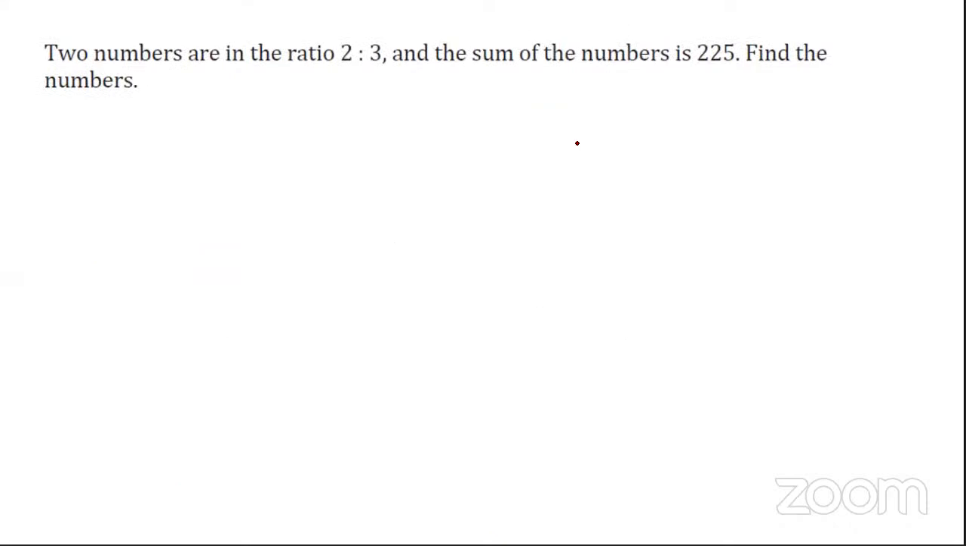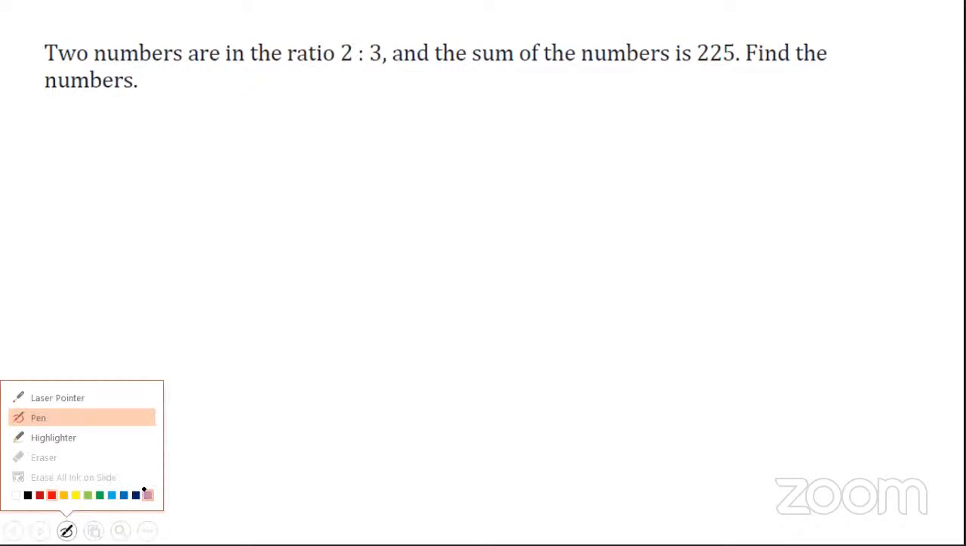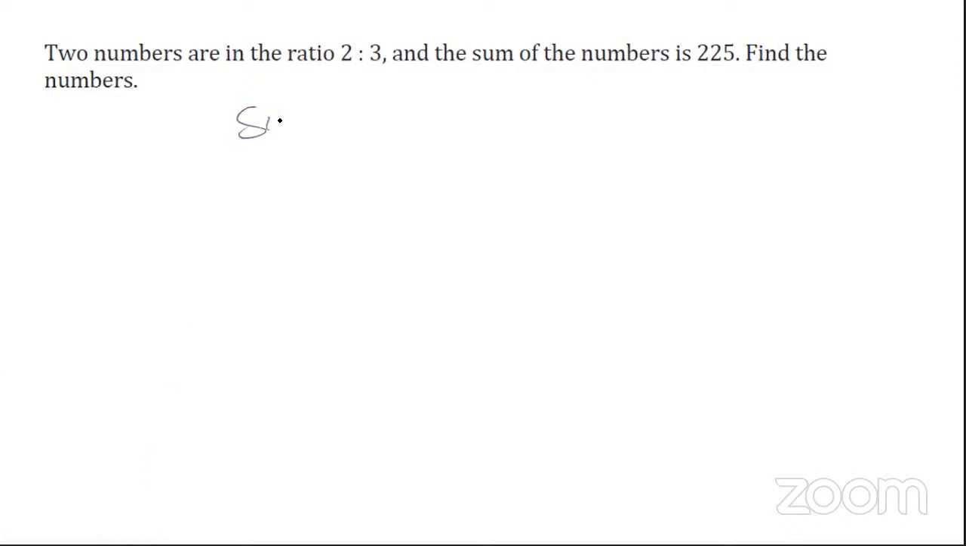Two numbers are in the ratio 2 to 3, and the sum of the numbers is 225. Find the numbers. Still, please, whenever you see a ratio, dear members, let this come to your mind. What you have looked at today, let it come into your mind. Okay, so here we are. Our solution.